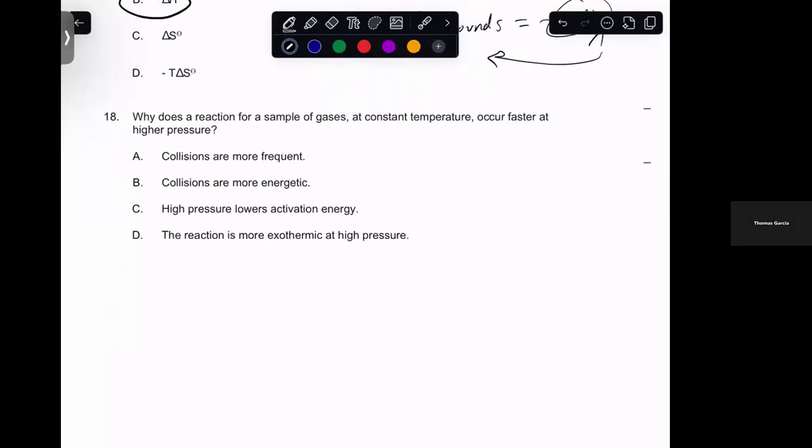So number 18, why does a reaction for a sample of gases at constant temperature occur faster at higher pressure? So this is just collisions are more frequent. Remember that pressure is just force over area, and when you squeeze these together, they're going to be applying a much bigger force because they're colliding more with the surroundings around them. And because we have more collisions, we're going to be having more opportunities for a reaction, and more opportunities for a reaction is a faster reaction.